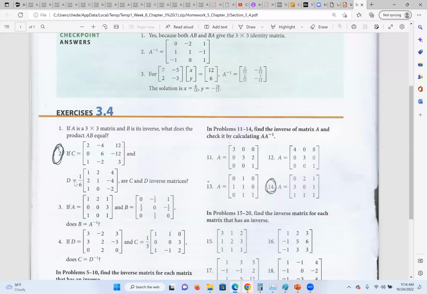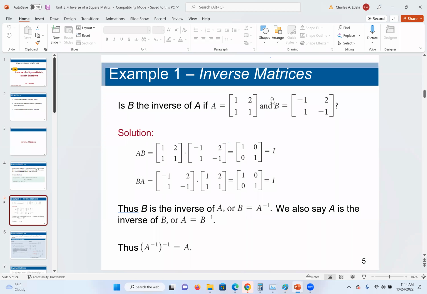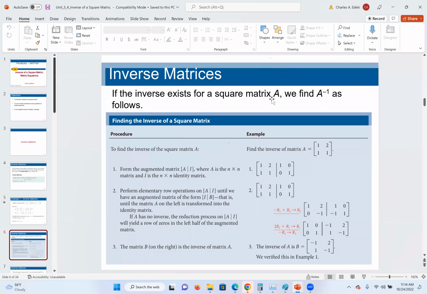Sometimes a question will be given, which I'm trying to explain here. You will see that example somewhere. Again, these slides help a lot. Sometimes they will give you only one matrix and say, find the inverse of that matrix. If the inverse exists for a square matrix A, we find A raised to the inverse as follows. So they give you only one matrix and say you should find its inverse. What do you do? You use the Gauss-Jordan elimination method.